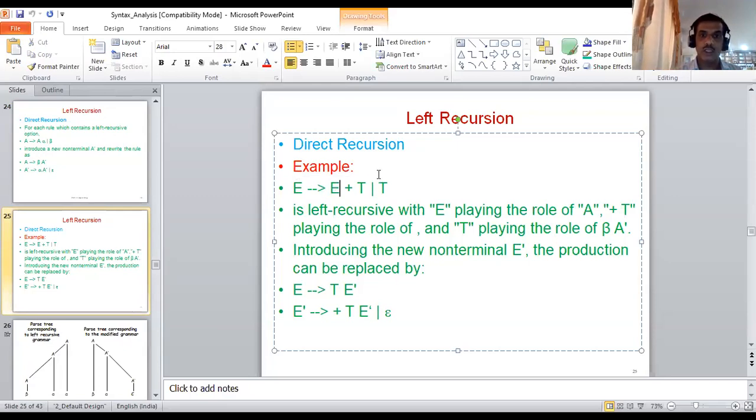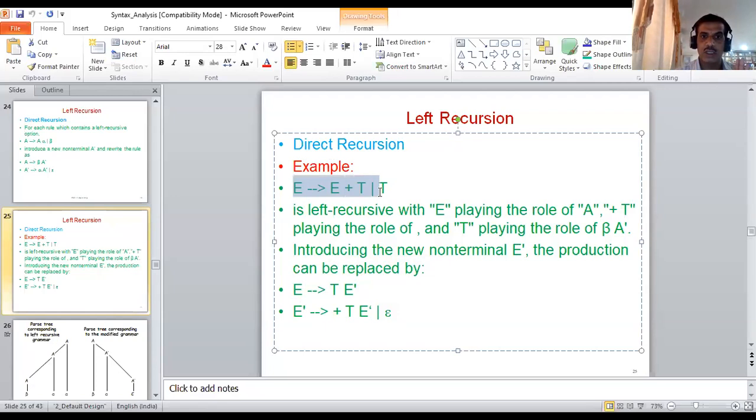In order to eliminate this, we identify what is beta here, what is A. A is E and alpha is plus T. Beta is T here. Left recursion, A tends to A alpha or beta, can be written as A tends to beta A dash, and then A dash tends to alpha A dash or epsilon. You can see that plus T becomes alpha, then T is beta. This production is written as E tends to beta A dash, that is T E dash, then E dash tends to plus T E dash or epsilon. This is how we remove the left recursion.